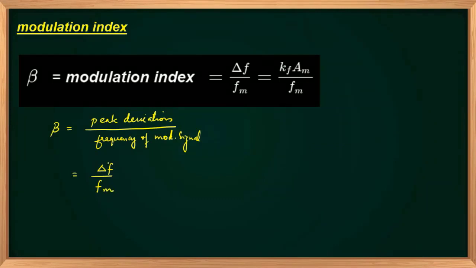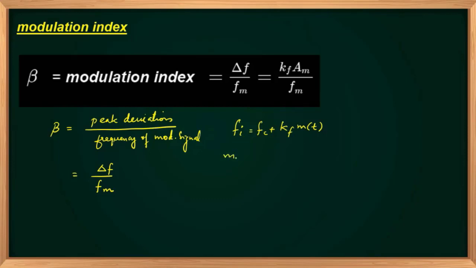Delta f is the peak frequency deviation, and peak frequency deviation is given by kf, the frequency sensitivity. So I will derive the equation. The instantaneous frequency of the modulated signal, fi, equals fc plus kf into the modulating signal m of t. This is the basic equation of instantaneous frequency of a modulated signal.